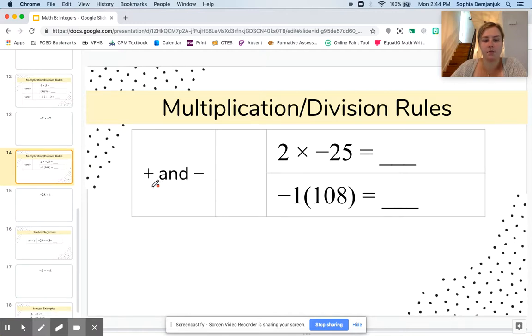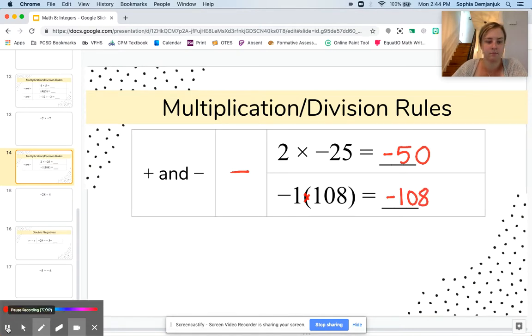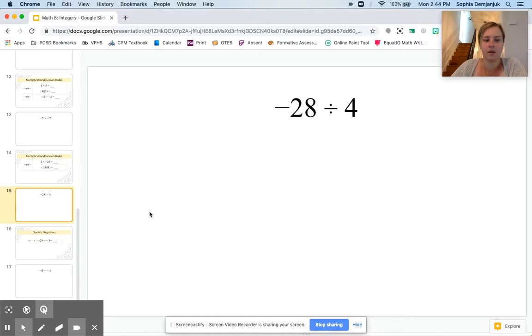And then our next rule is when we have different signs when we're multiplying and dividing. So if we have one number that's positive and one number that's negative, we're going to stay negative. So 2 times negative 25 keeps me at negative 50. Same thing again, negative 1 times 108 just makes my 108 negative. Here's your example. Do negative 28 divided by 4.